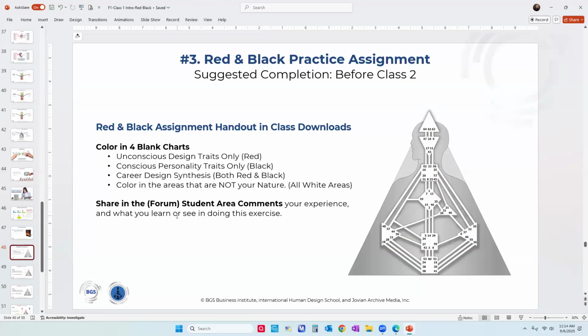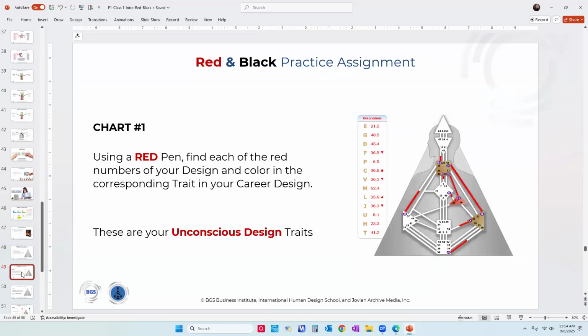And then what I'd like you to do is to share that in the forum, your experience with it, what you learned from it, anything. It's always up to you what you want to share in the forum.